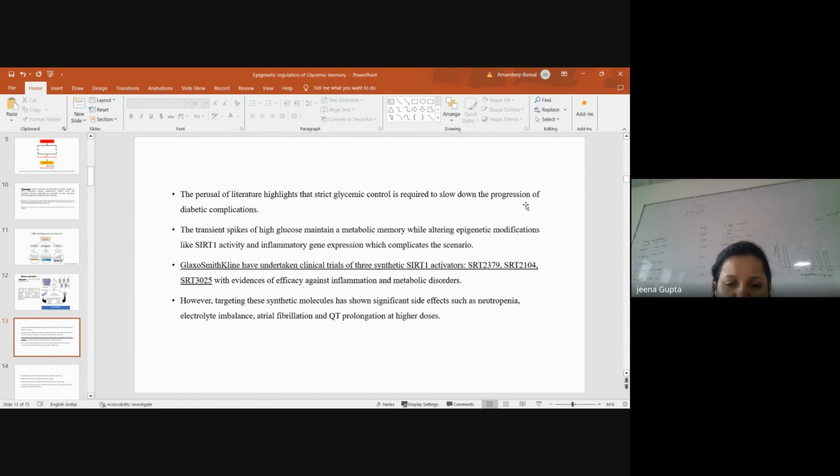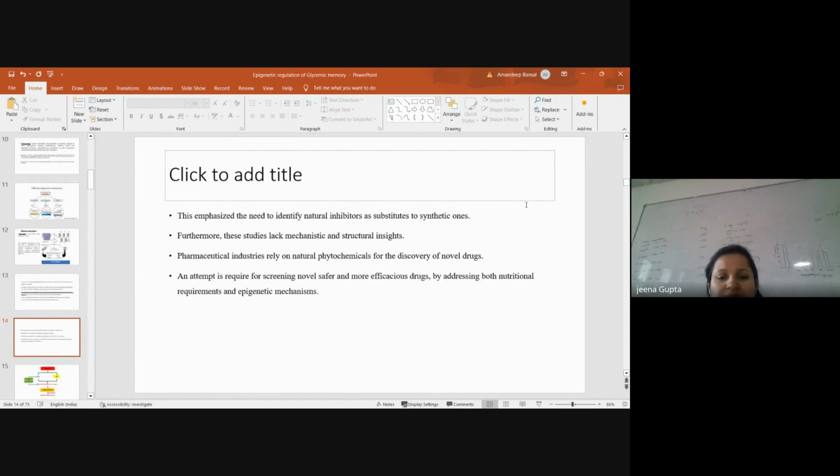There are reports of certain side effects of these synthetic activators, like neutropenia, electrolyte imbalance, atrial fibrillation, and QT prolongation. So the need of the hour is to identify natural compounds which are activators of SIRT1 activity and can regulate it in metabolic disorders.